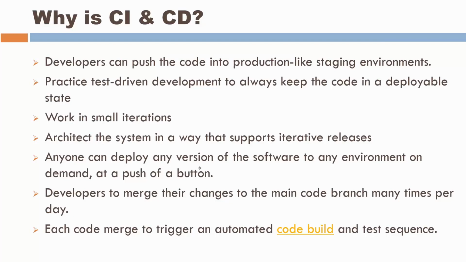Then developers merge their changes to the main code branch many times per day. We have discussed this point that if you're working as a developer, you want to push your code multiple times, you can do that. And each code merge triggers an automated code build and test sequence. So Jenkins will simply take the code, merge it, execute it, and send you the reports.